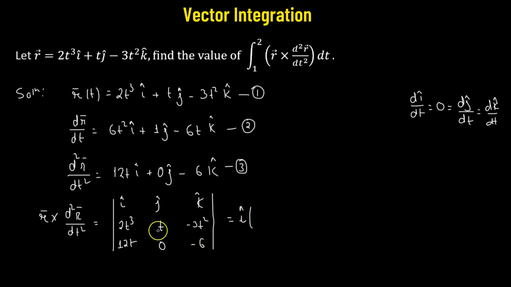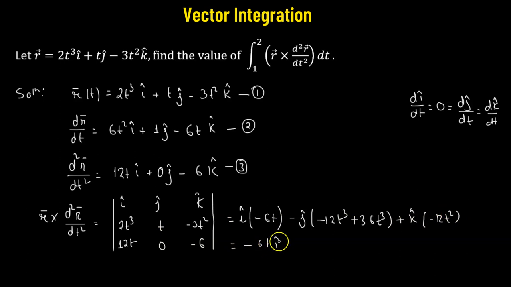So we have i cap multiplied by t times negative 6, so that's negative 6t, minus 0, because 0 times negative 3t squared is 0. Minus j cap multiplied by 2t cubed times negative 6, so that's negative 12t cubed, minus 12t times negative 3t squared, so that's negative 36t cubed, but with the outer negative sign, this becomes positive 36t cubed. Plus k cap multiplied by 2t cubed times 0, so that's 0, minus 12t times t, so that's 12t squared. This will give us negative 6t i cap, minus 24t cubed j cap, minus 12t squared k cap. So this is the value of the cross product between r and its second derivative with respect to t.